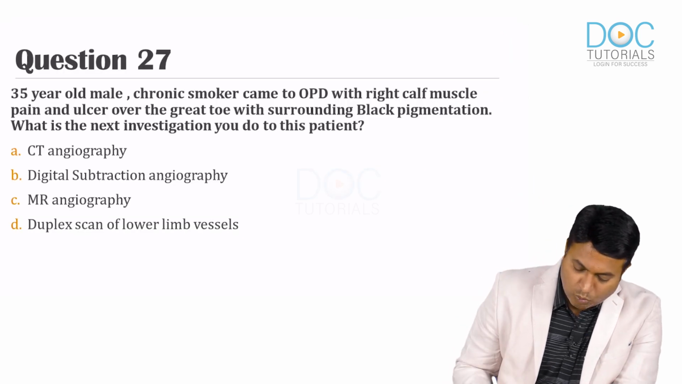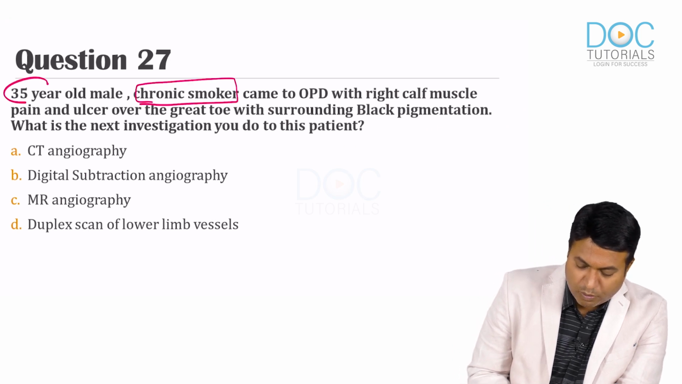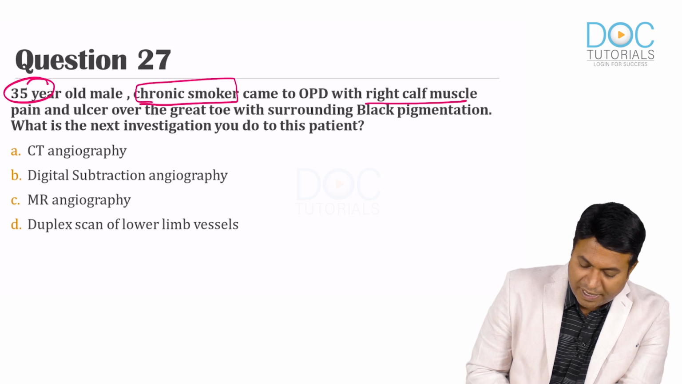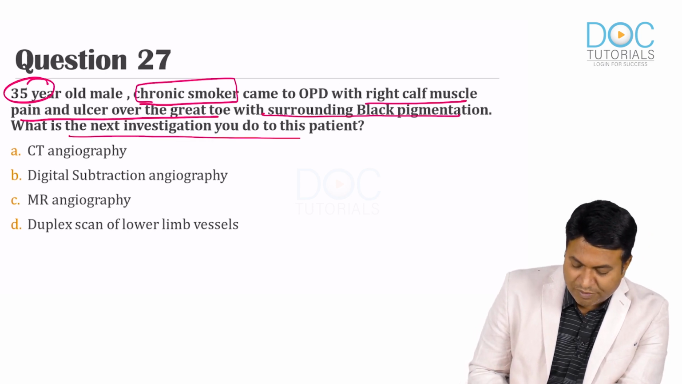Okay. 35-year-old male, chronic smoker. So please understand the history. Smoker, 35-year-old male with the right calf pain and ulcer over the great toe with surrounding black pigmentation. What is the next investigation you should do?